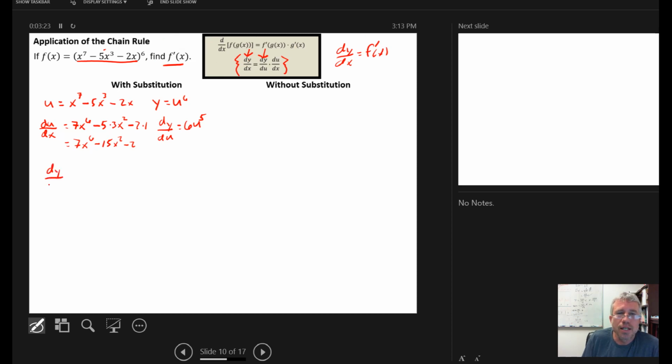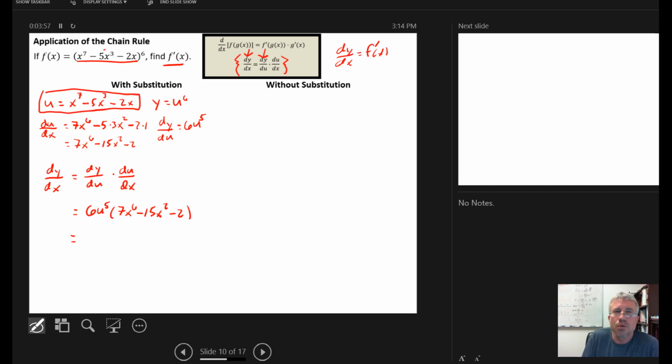So dy dx by the chain rule is equal to dy du times du dx. I know what dy du is, it's right here, 6u to the 5th power, times du dx is sitting right here, 7x to the 6th minus 15x squared minus 2. And then we need to go one more step. We made that substitution. We let u equal the polynomial that was inside of the 6th power function. So we have to substitute back.